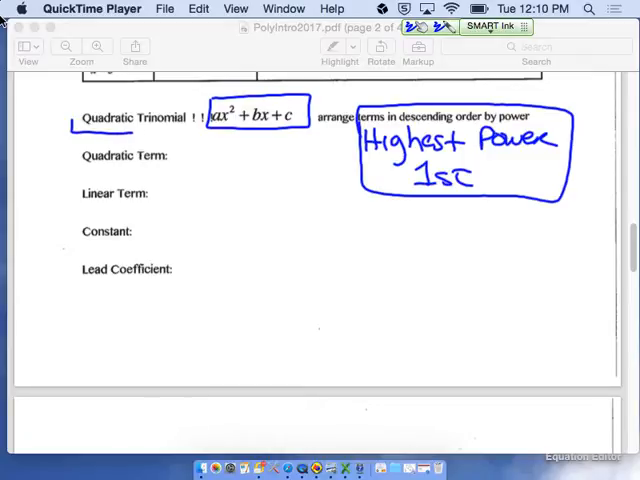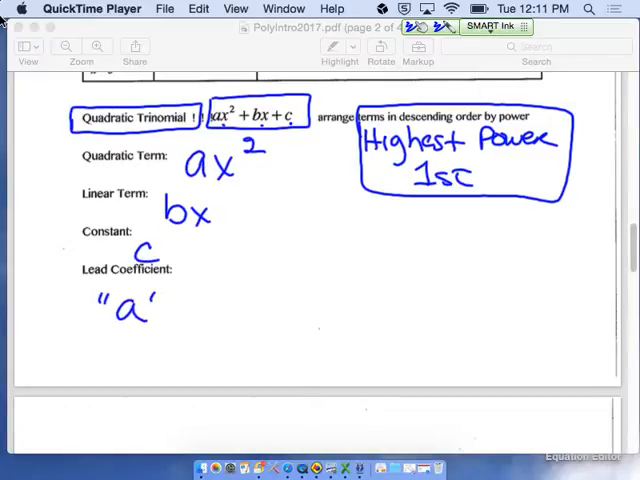Here I have my quadratic trinomial. Quadratic because it's degree 2, and trinomial because I have 3 distinct terms. The quadratic term is the term ax squared. The linear term is the term bx, and the constant is c. The lead coefficient is the coefficient on the term with the highest power.